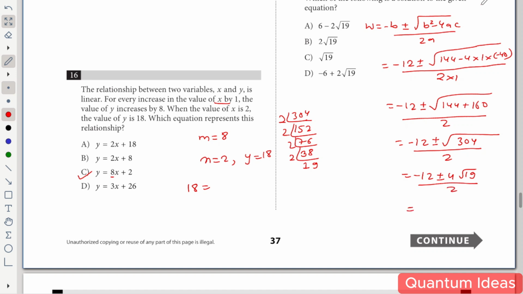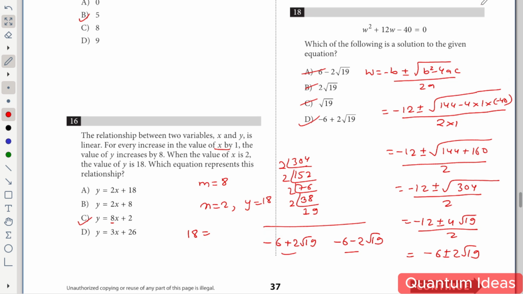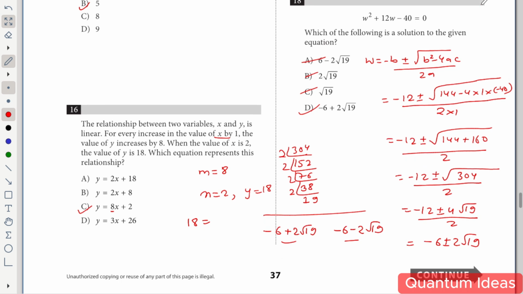If we take 2 common and cancel out, this becomes minus 6 plus minus 2 root 19, and there will be two roots. If we take positive, it will be minus 6 plus 2 root 19, and if we take negative, this will be minus 6 minus 2 root 19. So if we check the options, there is no minus 6 here, so this is not our answer, so D is our answer. Also you can solve it by using Desmos. You can directly find the answer and convert it into decimal and just verify the final answer.